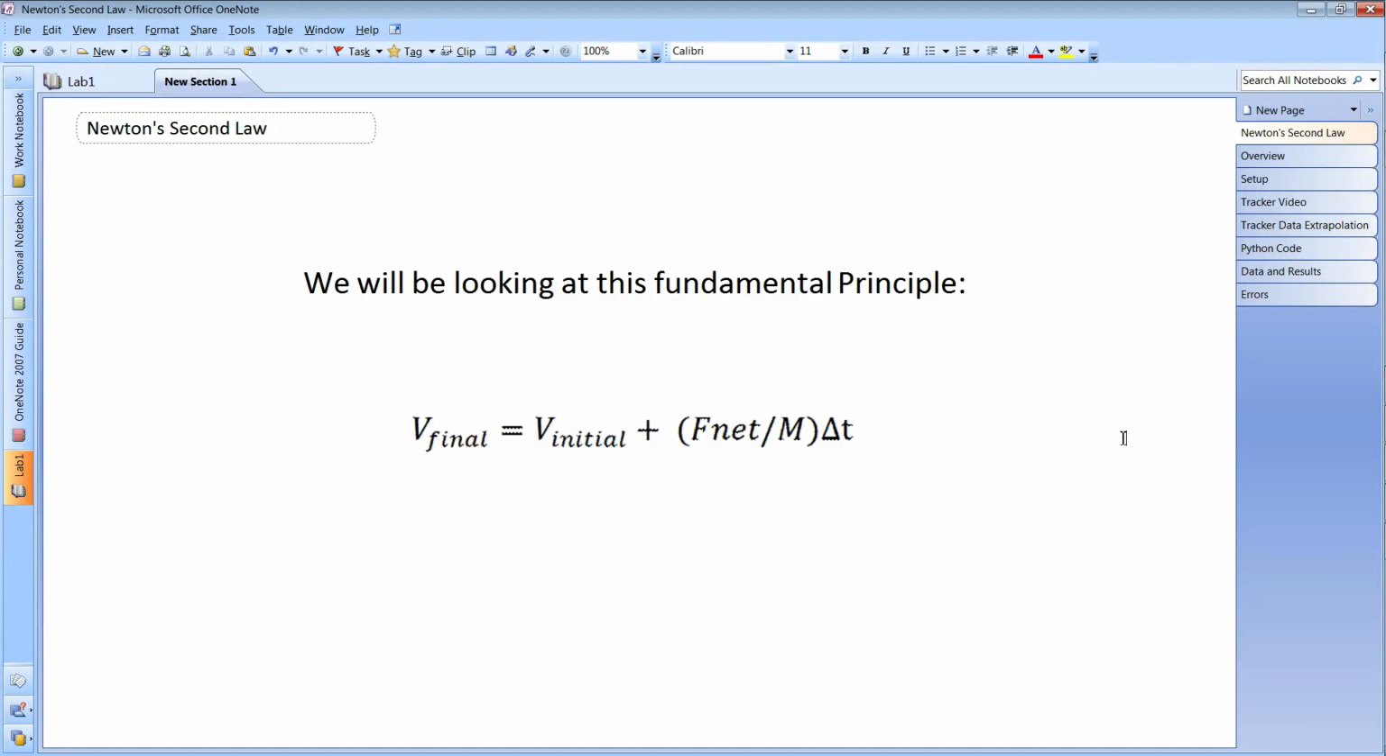Hey guys, today we'll be looking at this fundamental principle: V final equals V initial plus F net over mass times delta T. Or in other words, Newton's second law.